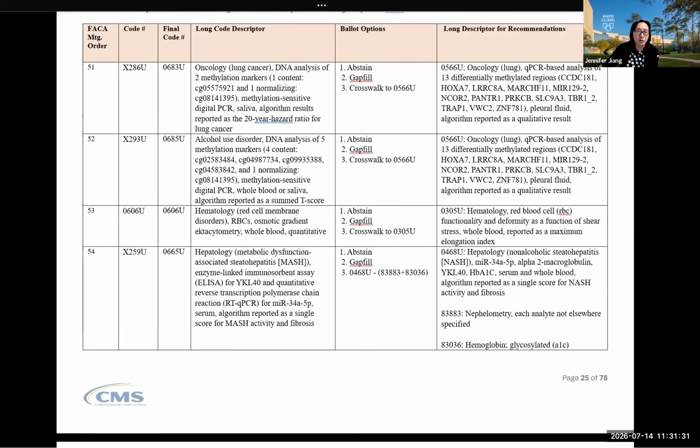Thank you, Megan. Yes, those two codes, again, as you can see, they are using the methylation sensitive digital PCR, which is a very new technology. And again, the sponsor recommend crosswalk to 0566U after discussion within the panel members. And we do believe this should be recommended as a gap fill for both code. Thank you. Does anybody have any questions on these codes?